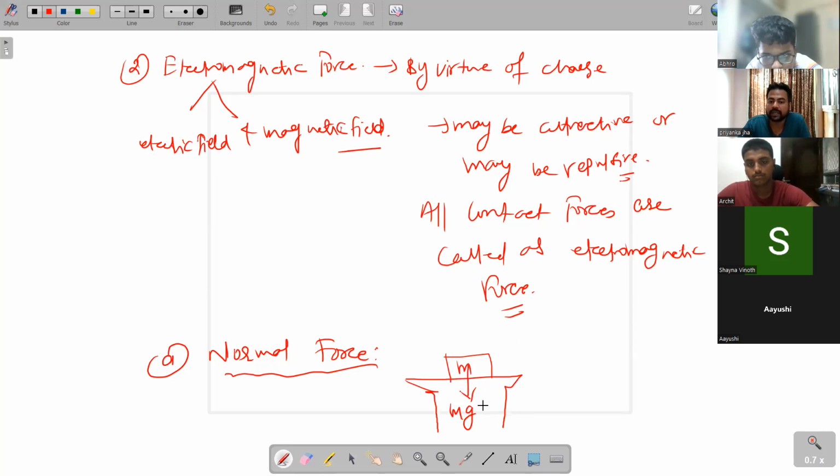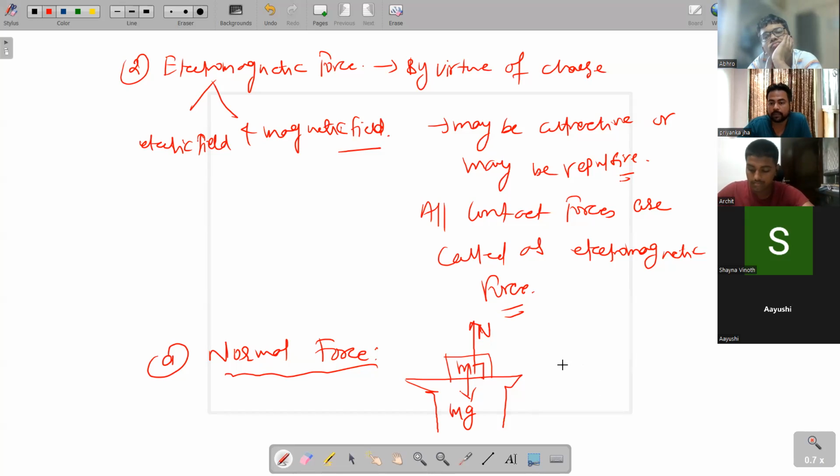So just to balance this force, the table will exert a force perpendicular to the surface. Table will exert a force perpendicular to the surface, and this force is known as normal force. So any two blocks that are in touch with each other will apply normal forces to each other.